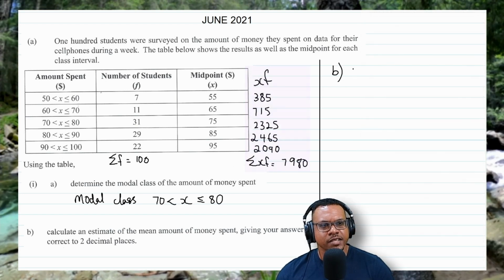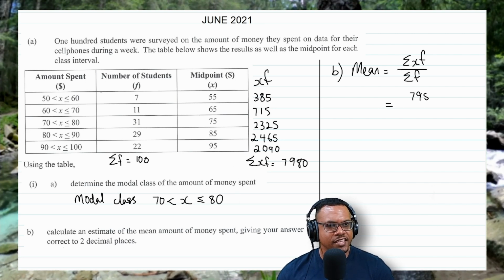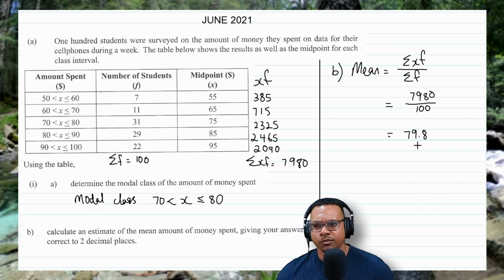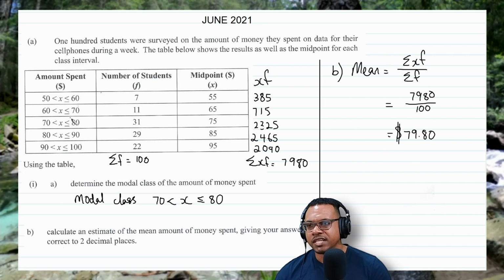So we know the mean for part B, the mean is equal to sigma XF over sigma F. And now we have sigma XF is 7,980 and sigma F is 100. All right, so dividing this by 100, we just move the decimal point 2 places to the left. So we get 79.80. And they want us to write our answer to 2 decimal places, so we'll actually include the 0. All right, and this was in terms of money spent, so this will be in terms of dollars. So $79.80 will be the mean amount of money spent.